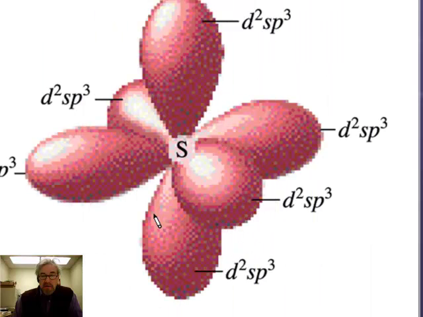There's the orbital arrangement around the sulfur, sp3d2, or d2sp3 as this picture says. And then at the terminus of each of these would be overlap with a different fluorine atom in these 6 places to make our SF6.